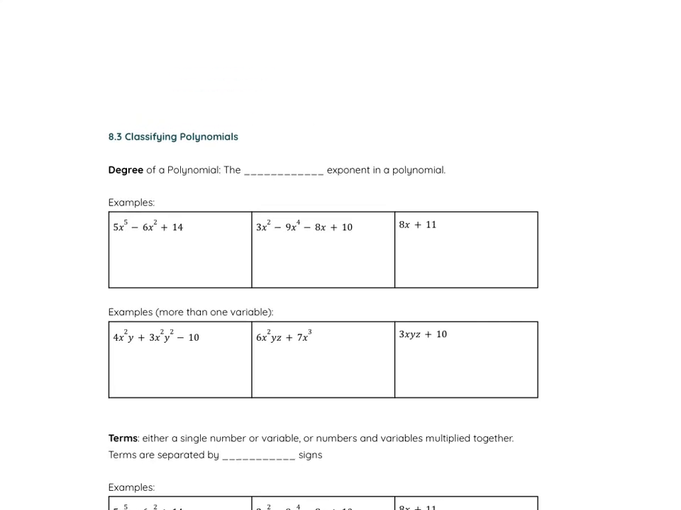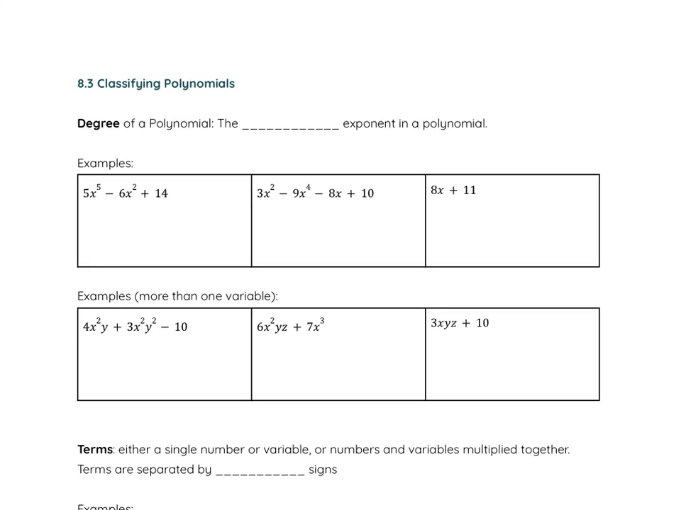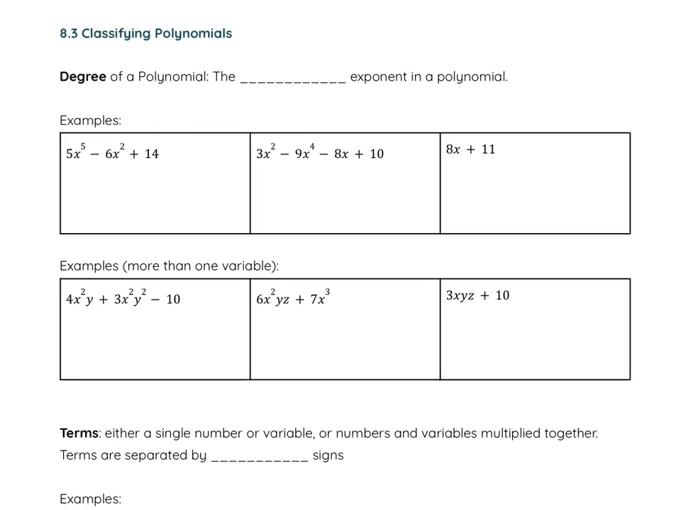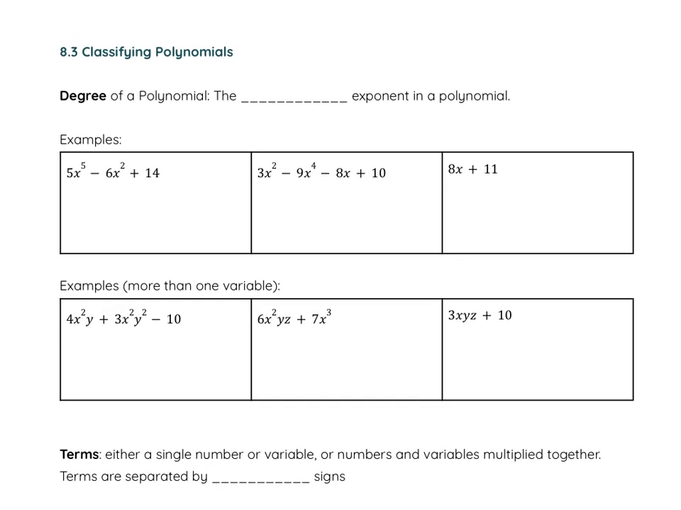In this video, we're going to be looking at classifying polynomials. There are two different ways that we're going to do this. First is by degree. The degree of a polynomial is its highest exponent. This is the highest exponent specifically of x, or our variable.